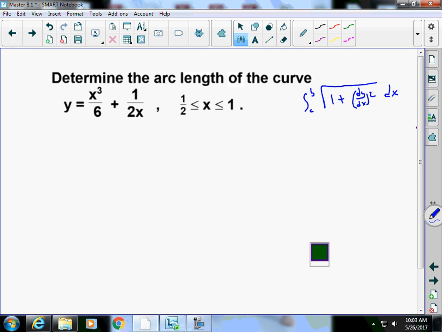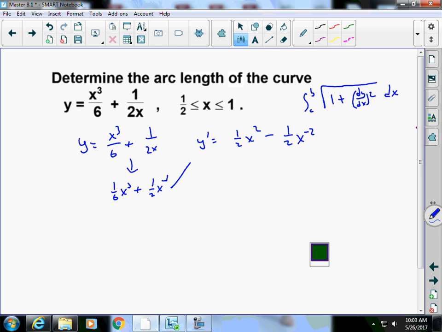So we know what y is. We know y is equal to 1/6 x cubed plus 1/2 x to the minus 1. I know it's written here, but it's a habit of mine to rewrite it. Y prime has to equal the derivative: I get 1/2 x squared minus 1/2 x to the minus 2. Because this here is just 1/6 x cubed plus 1/2 times x to the minus 1. That's how I get that part.